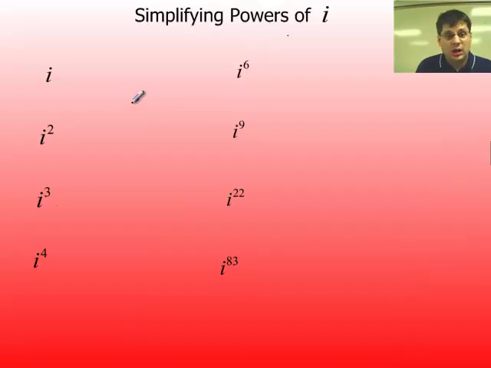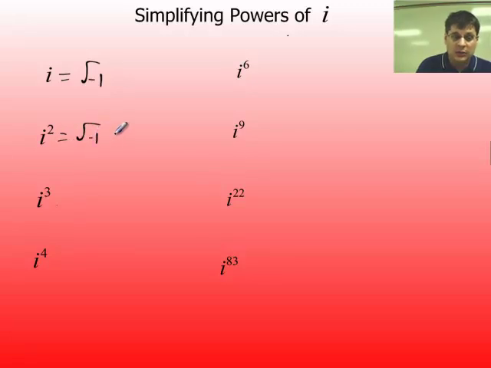And that's why we have negative 3 here. Okay, so now let's talk about simplifying powers of i and the methodology we can use for that. So we know that i is equal to the square root of negative 1, and therefore i squared is the square root of negative 1 times the square root of negative 1, which is simply negative 1. So therefore, i squared is equal to negative 1.